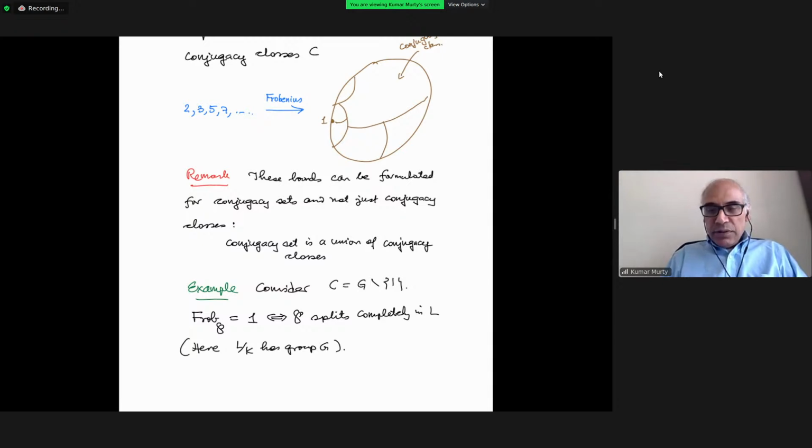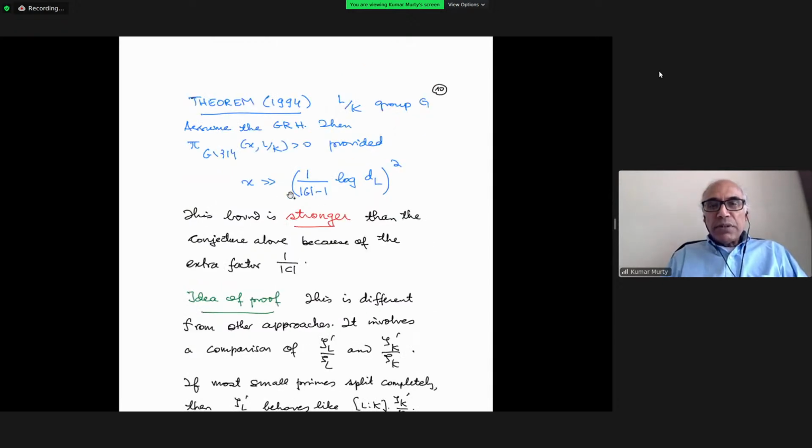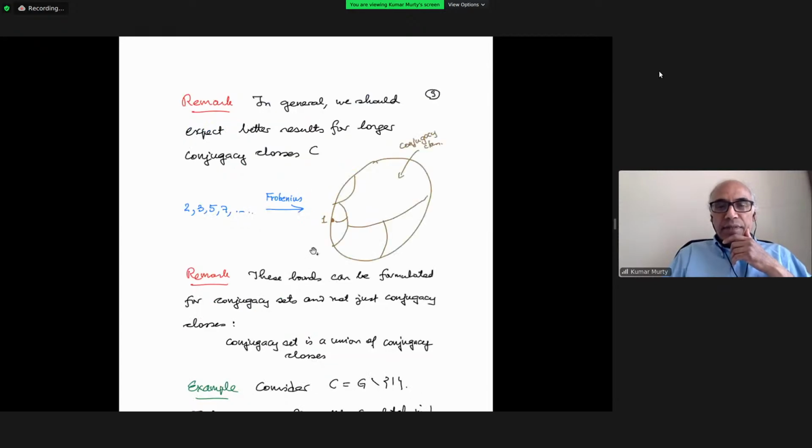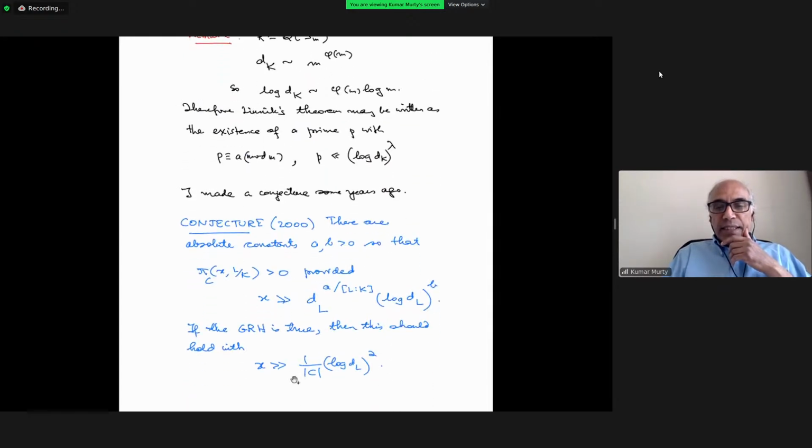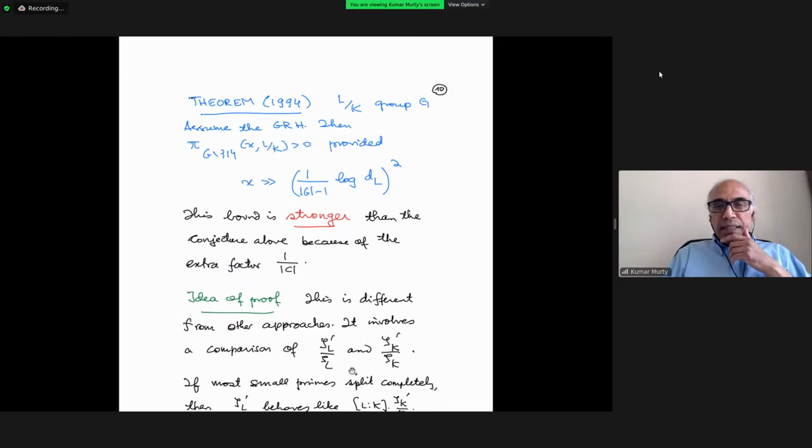Okay. Now, if you ask yourself this question, then a long time ago I showed the following, assuming the Riemann hypothesis, that you get a bound like this: log of the discriminant divided by the order of the group, whole squared. In other words, you can find a prime that doesn't split completely as soon as you go beyond log of the discriminant divided by the group order, squared. So this is stronger than the conjecture I was making before. I was making the conjecture that it's 1 over the size of the conjugacy class times log discriminant squared. But in the case of not splitting completely, you get the size squared. Okay, the size of the conjugacy class squared.